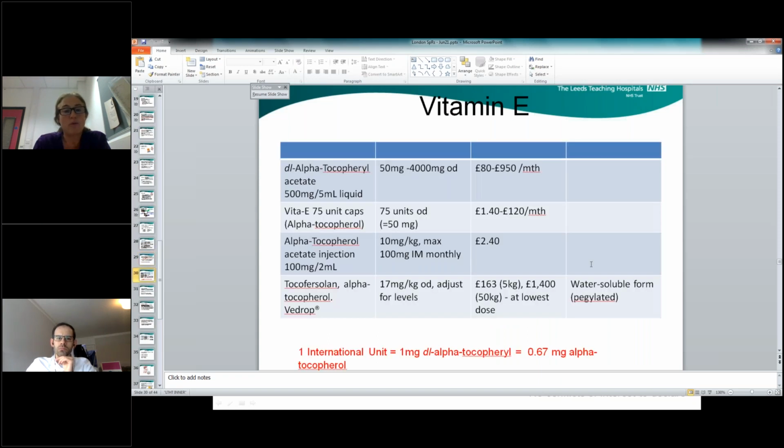Again, various different preparations, liquids and capsules, and the IM. Some centres are using tocophersolan, which is a pegylated version of vitamin E, and that in theory has improved absorption even in a cholestatic patient. But it's very expensive, and just at the low doses in a biggish patient, you're talking about sort of £1.5 grand a month, and often they're going to need higher doses. So it isn't something that we've used here in Leeds. We've tended to move instead towards giving IM injections.